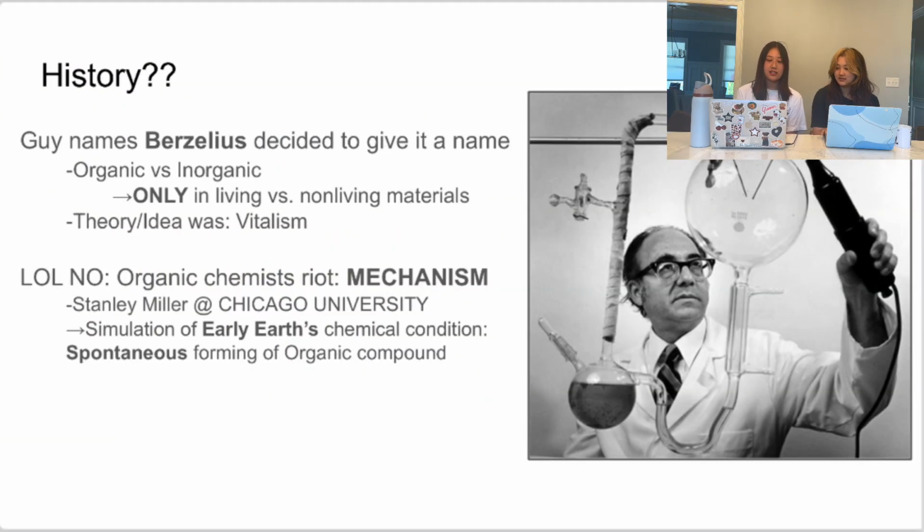And then next is the basic history of organic and inorganic chemistry. So this is Berzelius. He decided to give it a name because he wanted to be a big scientist with credit for naming something. He helped define the term organic, and he believed that organic compounds at the time could only come from living things, so organic meant there was life and inorganic meant there was basically no life.